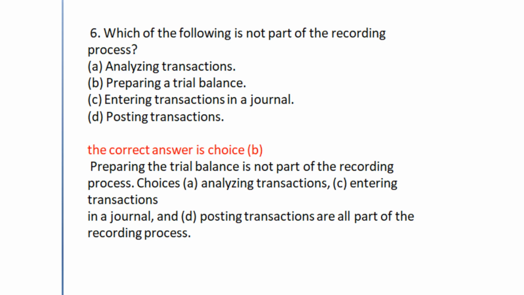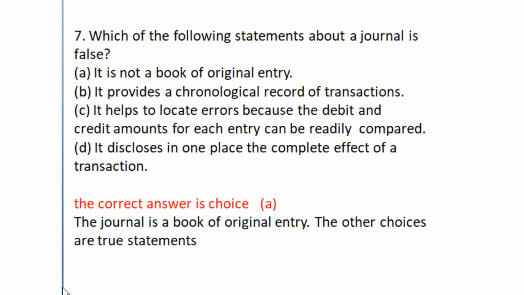Question 7. Which of the following statements about a journal is false? A. It is not a book of original entry. B. It provides a chronological record of transactions. C. It helps to locate errors because the debit and credit amounts for each entry can be readily compared. D. It discloses in one place the complete effect of a transaction.